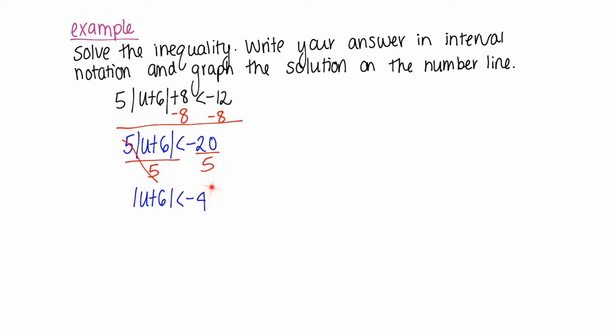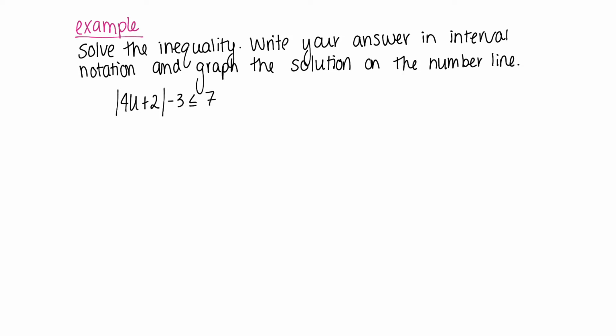When you have a negative over here, you are looking at a situation where either the answer is that there's no answer or that everything is an answer. Positive numbers cannot be less than negative numbers. That doesn't make sense. So no matter what I plug in for u, this thing is going to be positive, or the smallest this could be is 0, but 0 is not less than negative 4. So on this one here, there's no solution. There's no number line graph to give, there's no interval notation answer, there's just no solution on it.